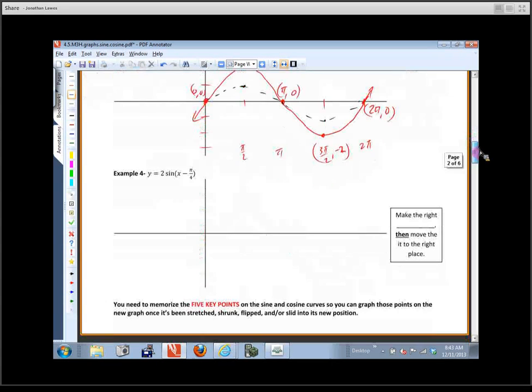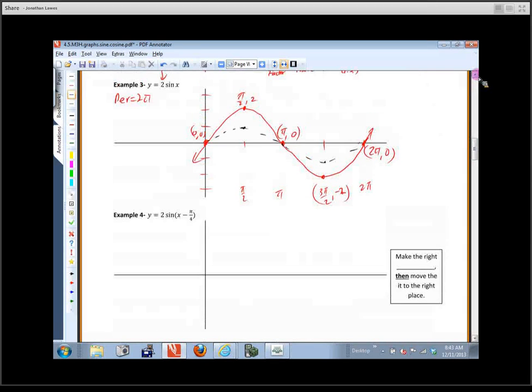Okay, let's take a look at the next one. What happened on this one? Okay, so this is a phase shift of plus pi fourths. So that's going to take the graph and slide it to the right, and that 2 is still an amplitude of 2. So here's how I like to do problems like this, and I think for most people this is going to work pretty well. Make the right shape and then move it.